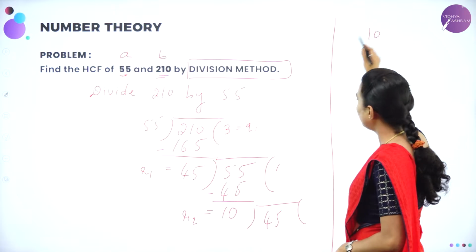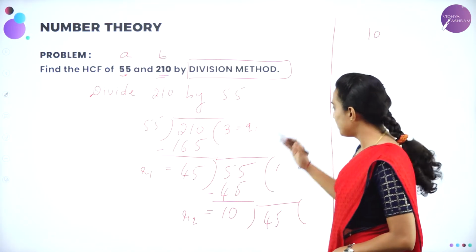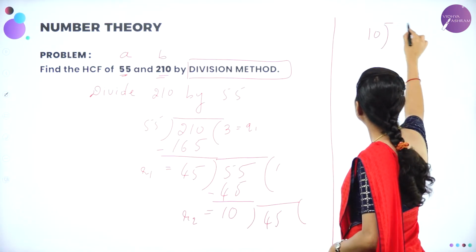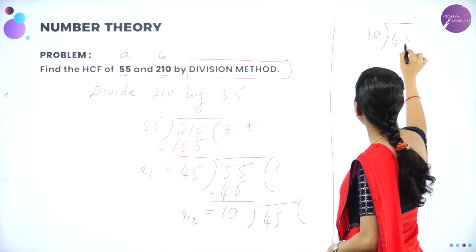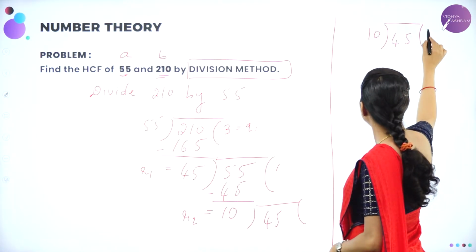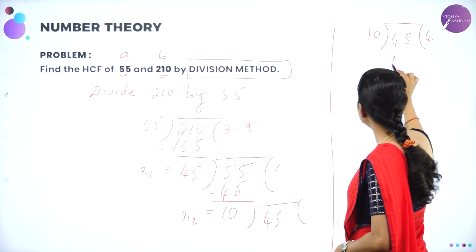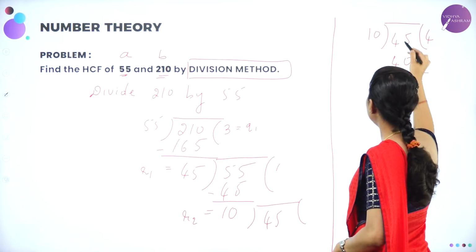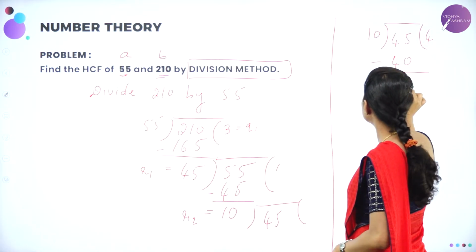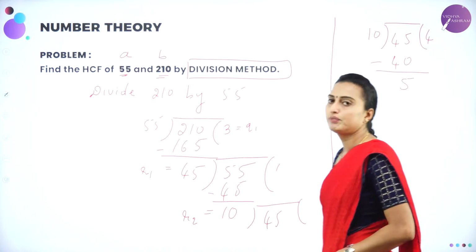You have to continue like this, okay? I'm showing here 10. Again, you are going to have it as here 45. So 10 fours are 40. So what is the remainder now? 45 minus 40 is 5, which is the remainder.